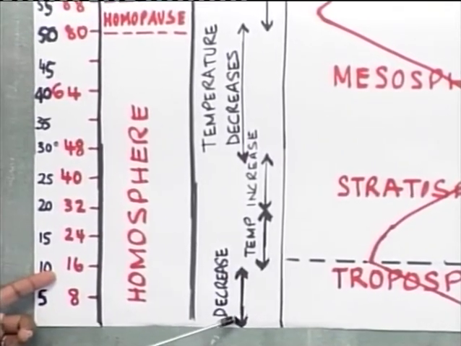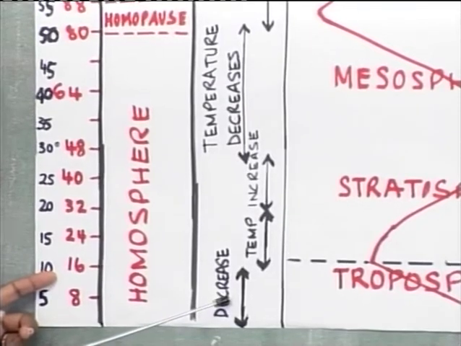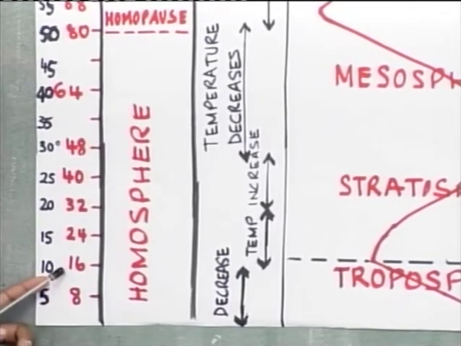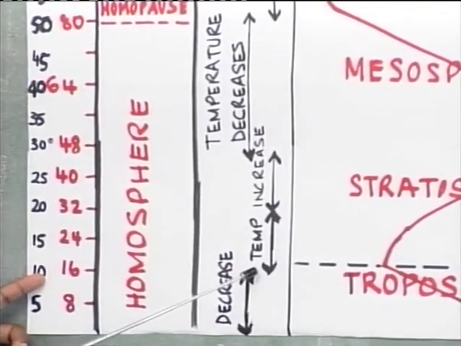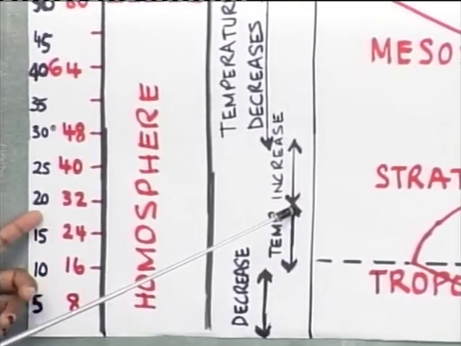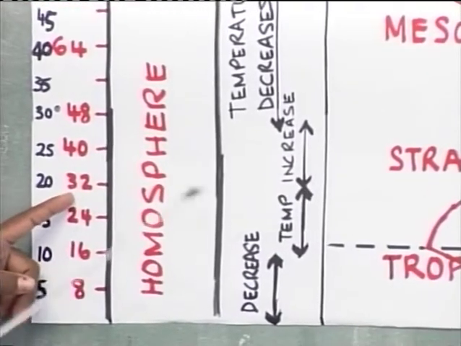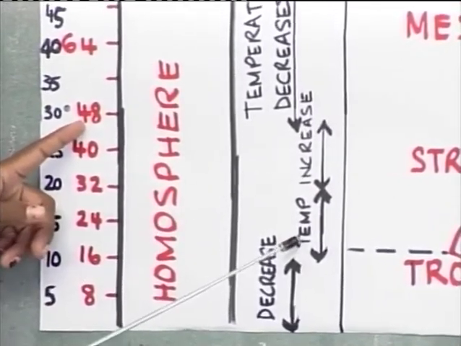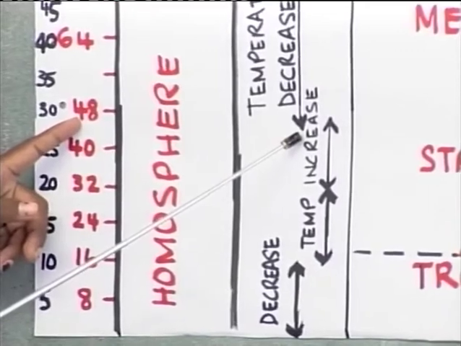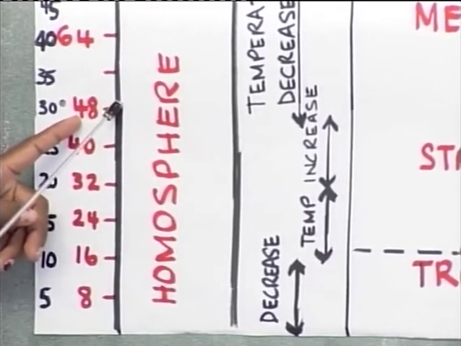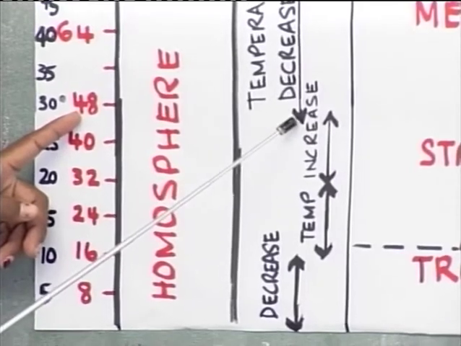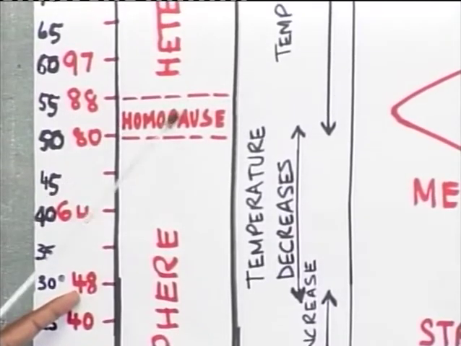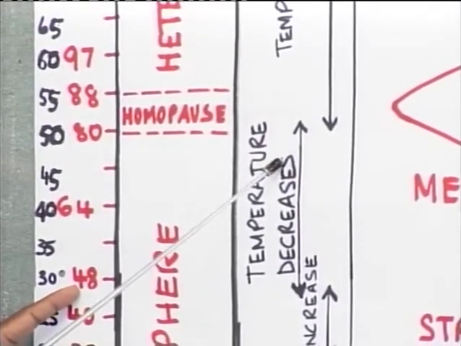What happens is that the temperature tends to decrease from this point to that point, about 16 kilometers. Then from about 16 kilometers to about 32 kilometers, and further up to about 48 kilometers, the temperatures start to increase. Then from about 48 kilometers to perhaps 80, 82 kilometers, the temperatures start to decrease.